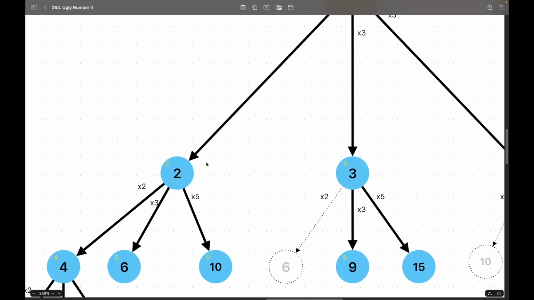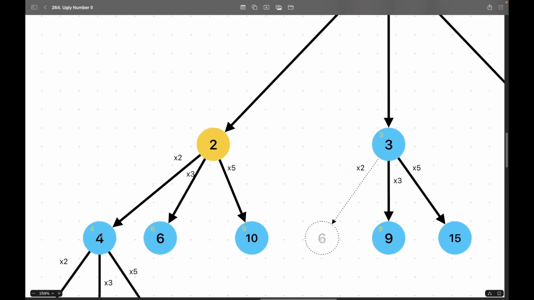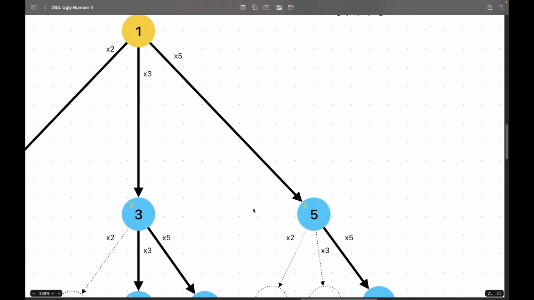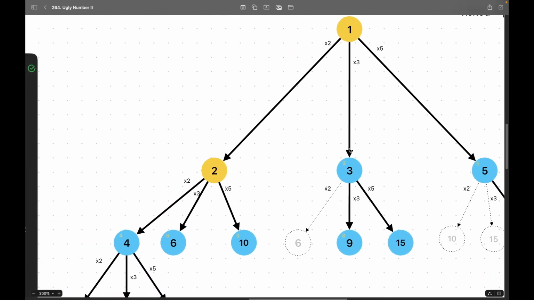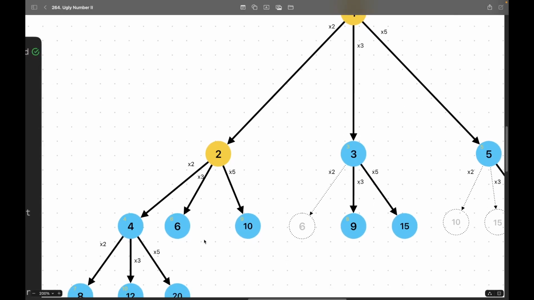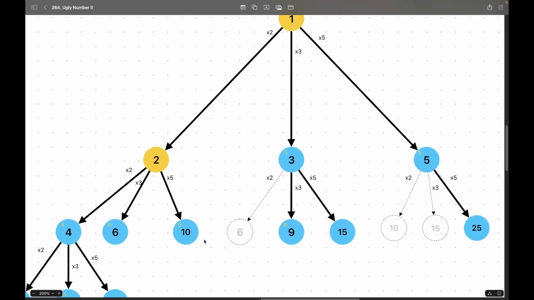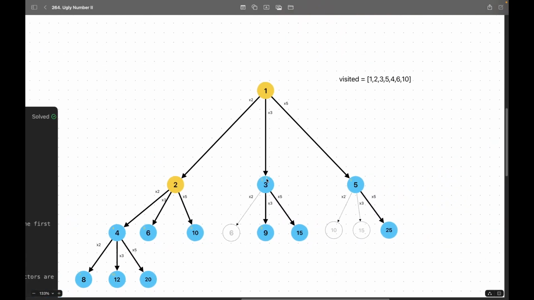So for 2, we'll apply the same algorithm. We'll pop it from the priority queue and generate its corresponding values, which will be 4, 6 and 10. We'll push them into our visited set, which is a set we are maintaining to ensure that we don't push the same values twice. Now we have done that, which is the third minimum? The priority queue will tell us that 3 is now the next minimum.